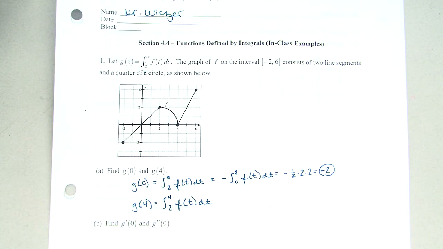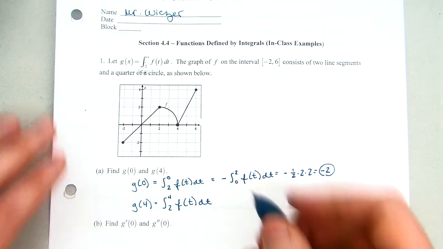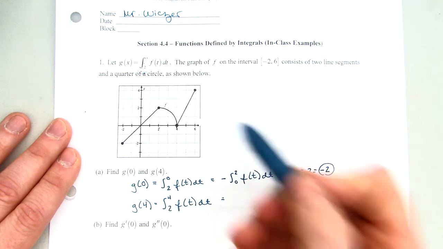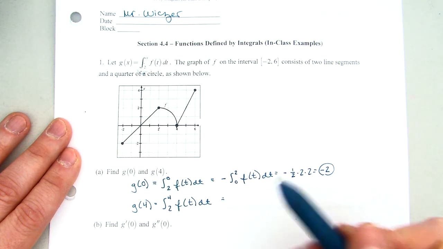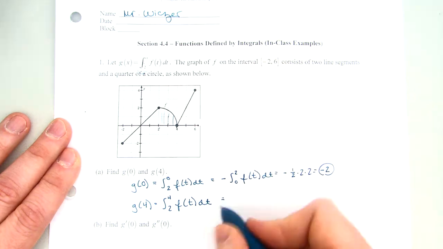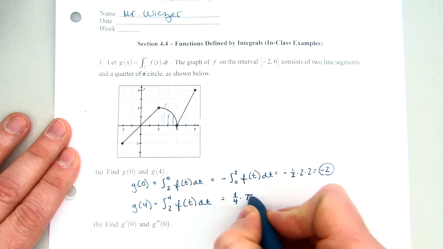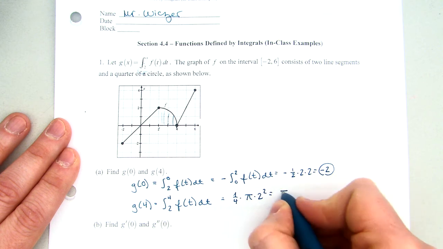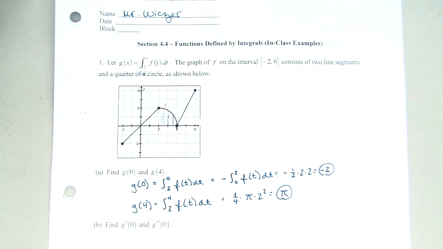What do you have for g of 4? Pi? I think so. G of 4, I'm going from 2 to 4. That definitely didn't work on that one, Brady. Let's see, this is a quarter circle over here, so 1/4 times pi times 2 squared. 1/4 times 4 pi. Yep, that should be pi.